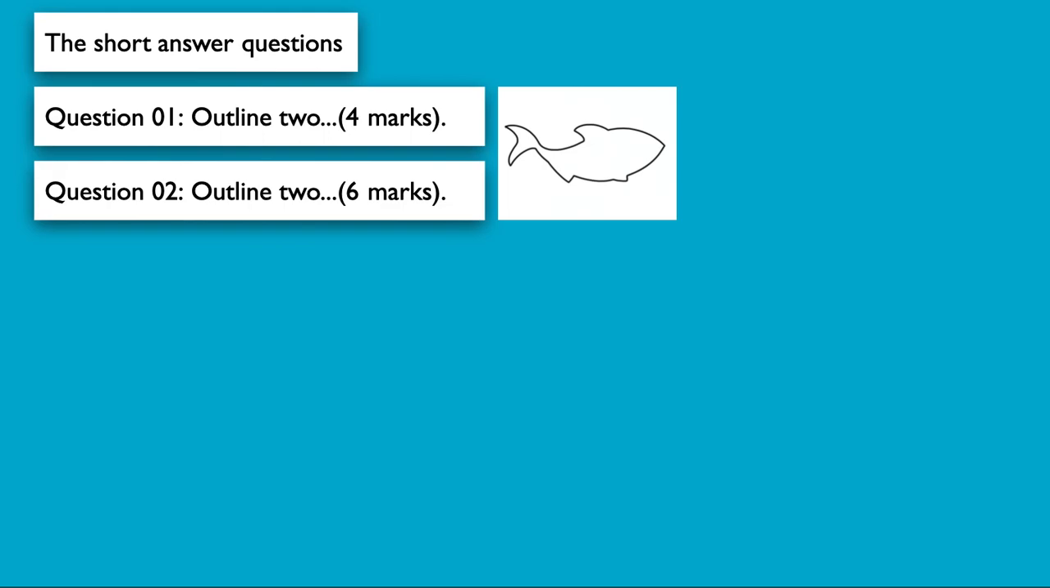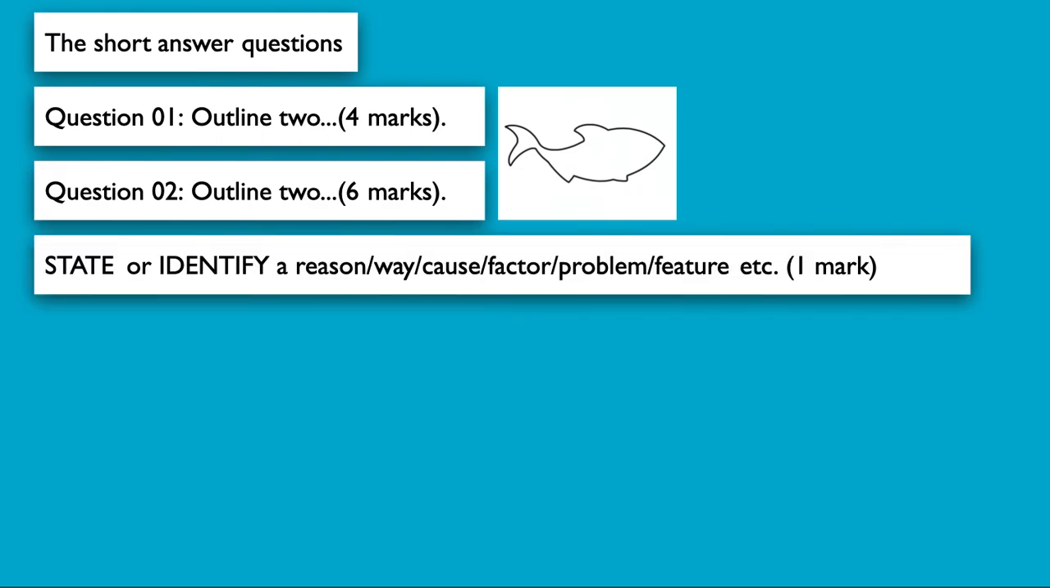The command outline means to set out the main characteristics, and you will be asked to outline 2 or 3 causes, criticisms, advantages, disadvantages, effects, factors, ways, features, functions, problems, or reasons. Since this question is worth less than 10 marks, you do not have to write in continuous prose. In other words, you are allowed to use bullet points to answer these 2 questions.